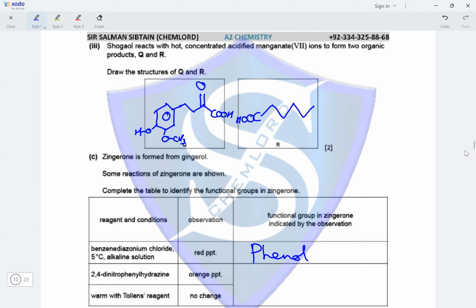The next reaction is with 2,4-dinitrophenylhydrazine, which produces an orange precipitate. So that means presence of a carbonyl group. And in the same box, we have warm with Tollens' reagent and no change. If there is no change with Tollens' reagent, it is not an aldehyde. In fact, it is a carbonyl group, which is a ketone. So very specifically, it is a ketone group.